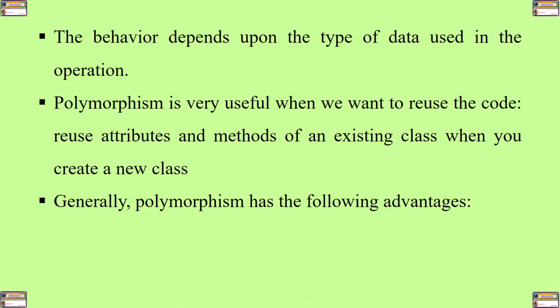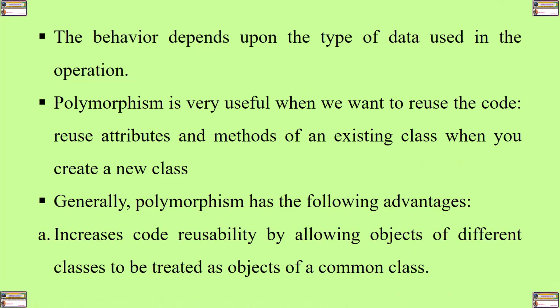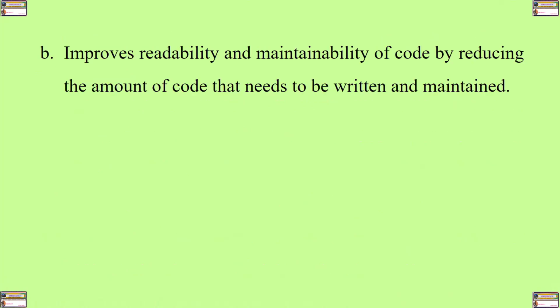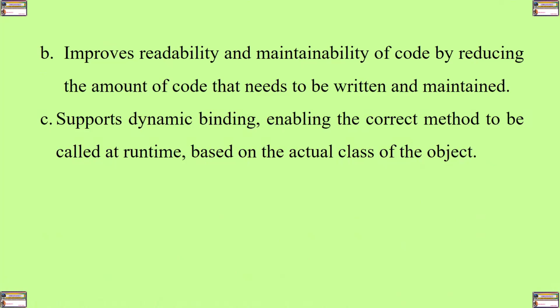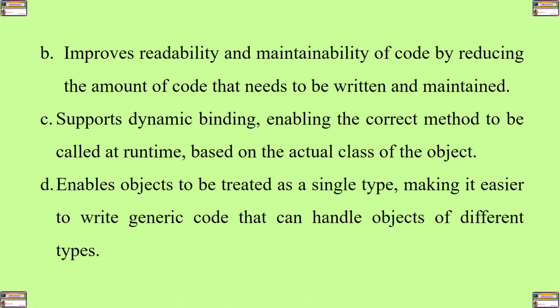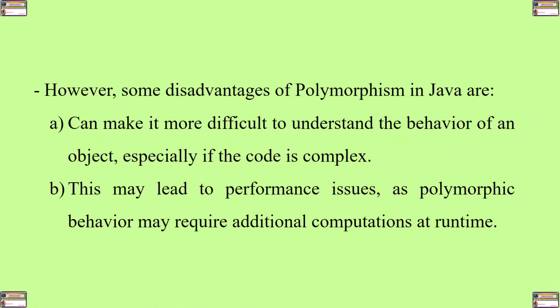Generally, polymorphism has the following advantages. Number one, it increases code reusability by allowing objects of different classes to be treated as objects of a common class. Number two, it improves readability and maintainability of code by reducing the amount of code that needs to be written and maintained. Number three, it supports dynamic binding, thus enabling the correct method to be called at runtime based on the actual class of the object. Number four, it enables objects to be treated as a single type, making it easier to write generic code that can handle objects of different types.